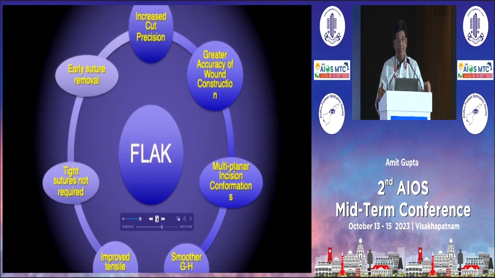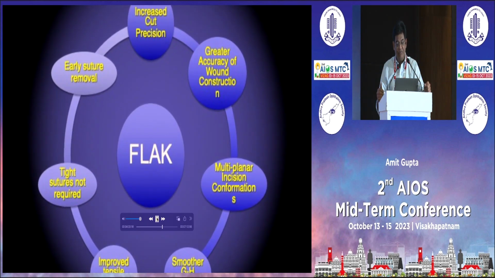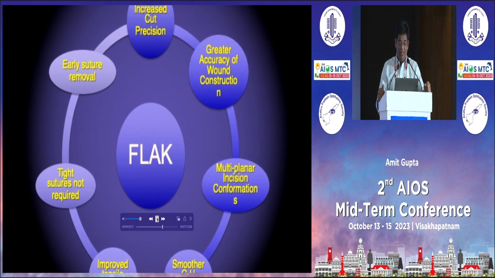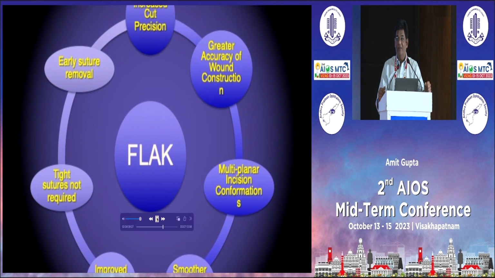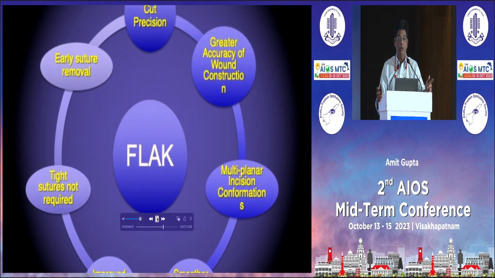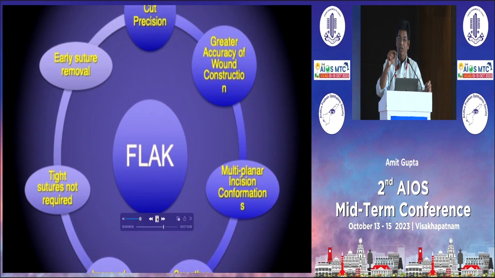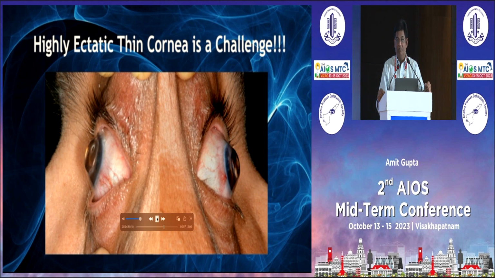On the other hand, with the femtosecond laser, there is a very precise cut, and it's a customized cut. We have a greater accuracy of wound construction. We can plan multiplanar incisions, and tight sutures are not required. And what I've seen is we can go in for a fairly early suture removal, because there is fibrosis along the edge. The cornea is much thicker.